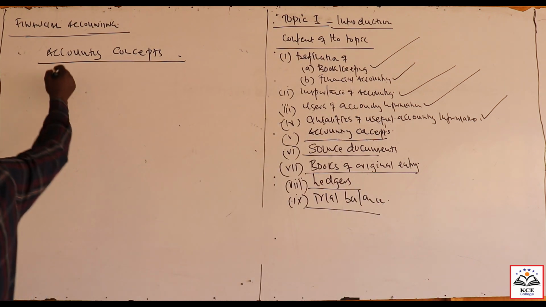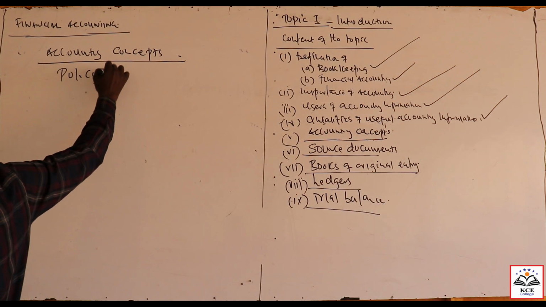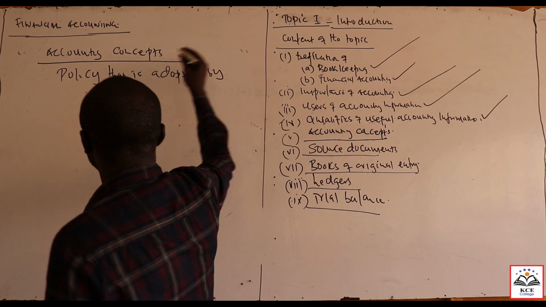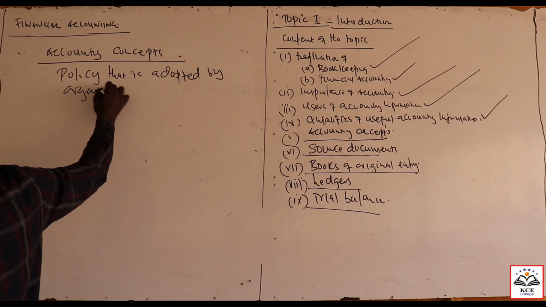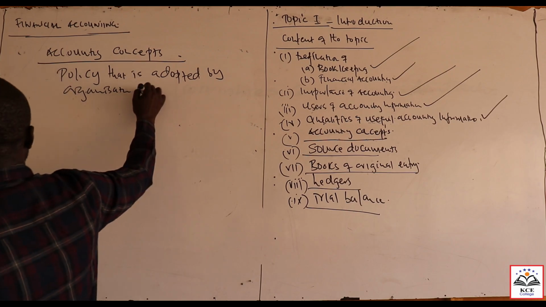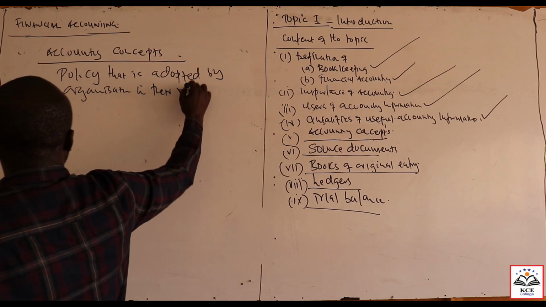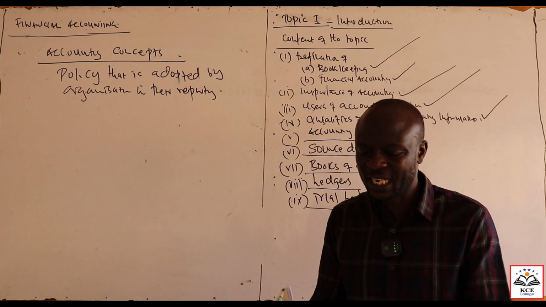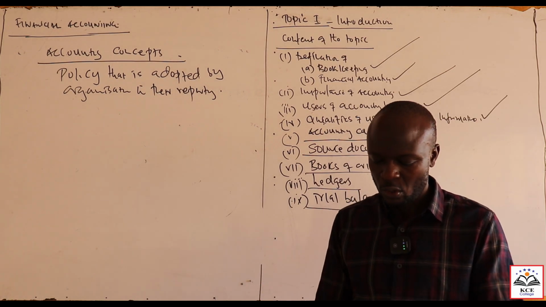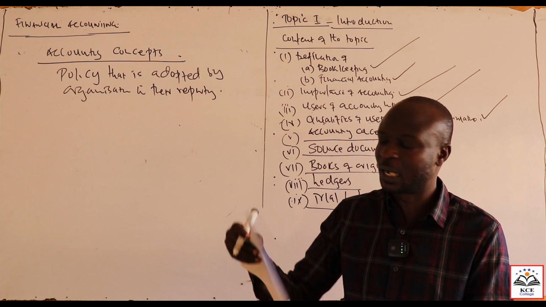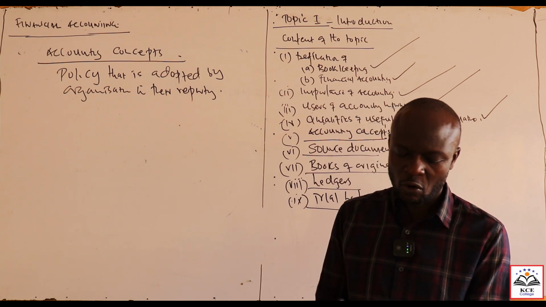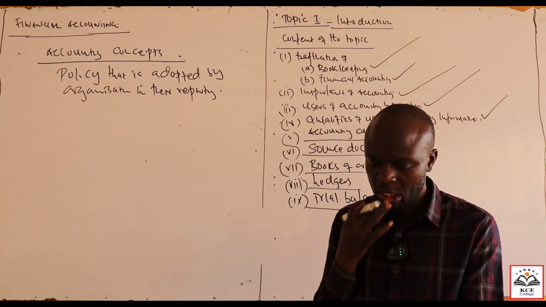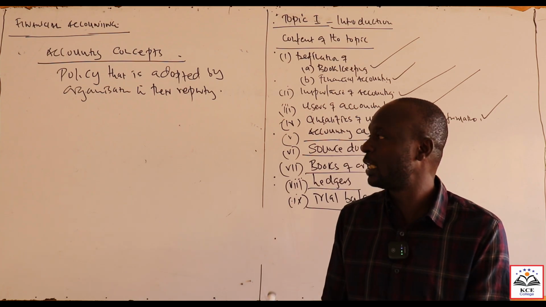So it's a policy that is adopted by organizations in reporting their financial reporting. So a policy is a guideline that you use when making financial reports. So that is what we call an accounting concept. It's a policy or a guideline that is adopted, a specific rule or practice that is applied in presenting financial statements. So we have quite a number of them.